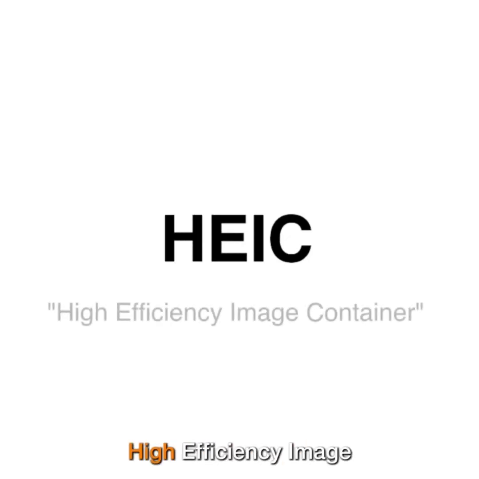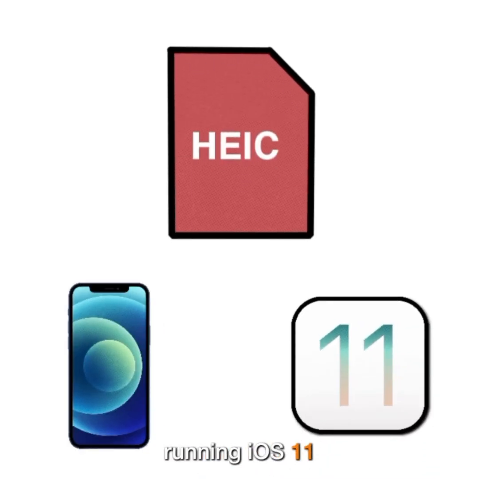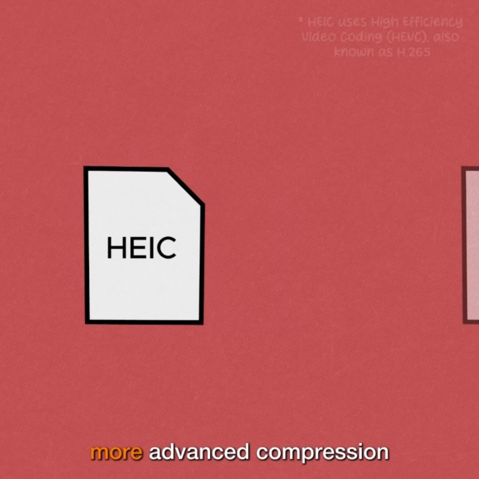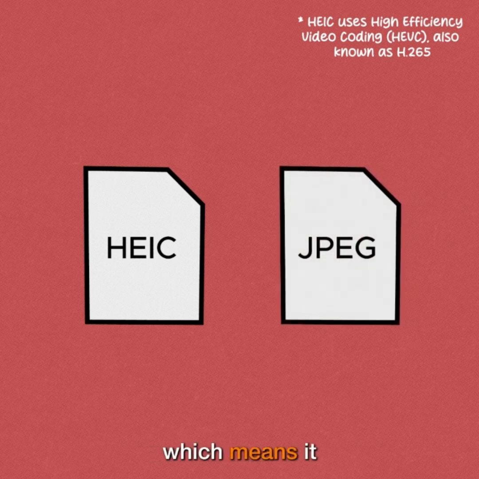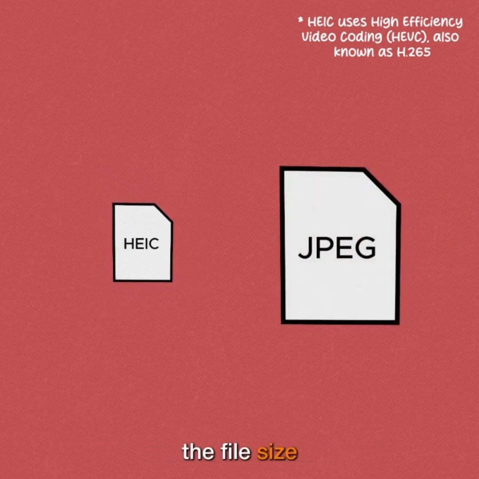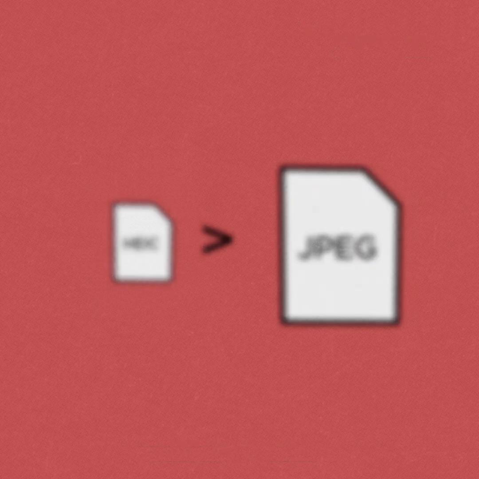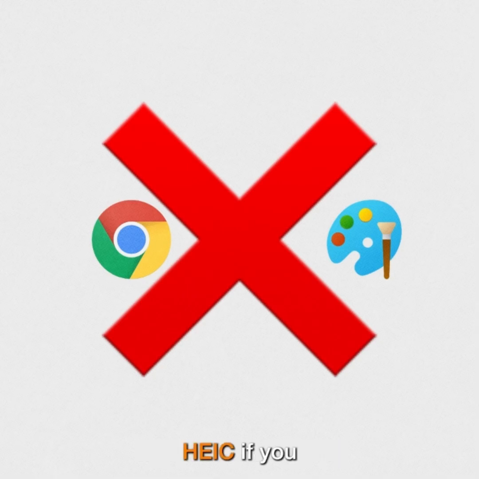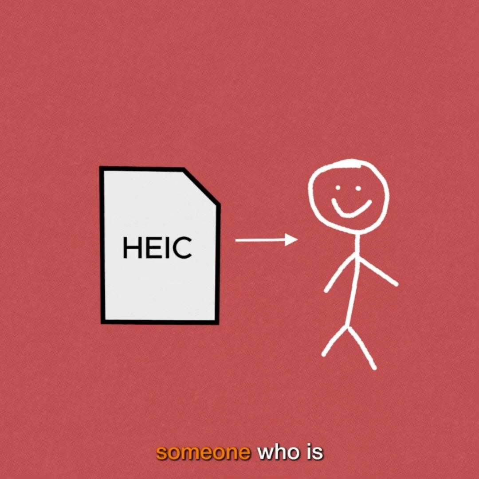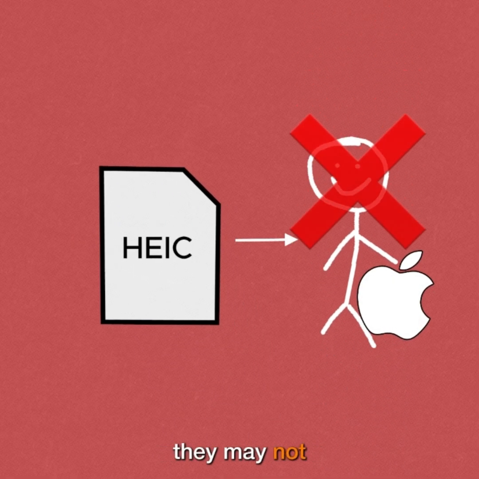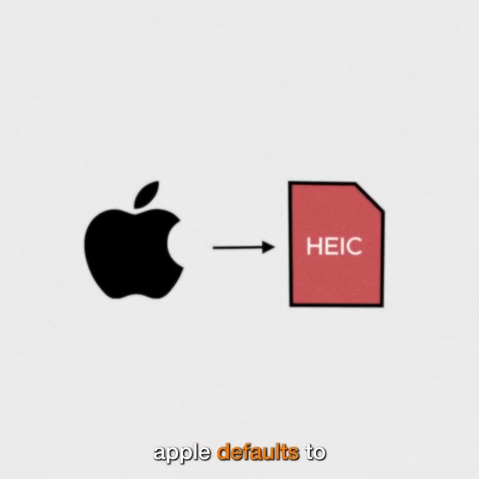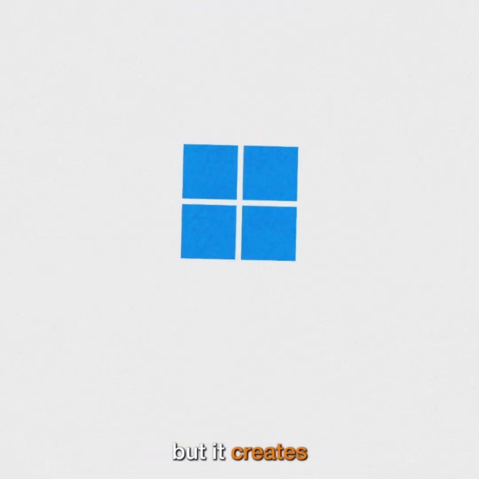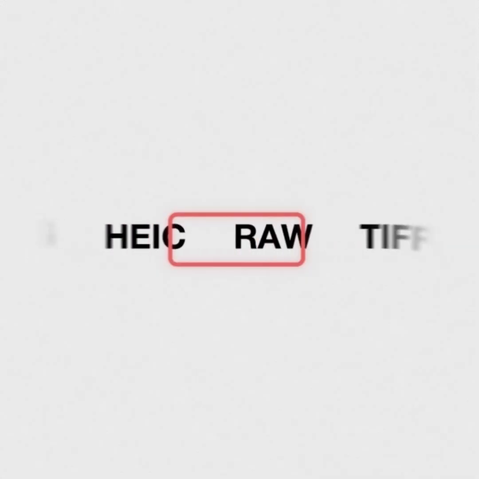HEIC stands for High Efficiency Image Container. It is the default photo format on iPhones running iOS 11 and later. HEIC uses a more advanced compression method than JPEG, which means it can store a photo at roughly half the file size while maintaining similar or better quality. The problem is compatibility. Windows, many websites, and most non-Apple software do not natively support HEIC. If you send a HEIC photo to someone who is not using Apple software, they may not be able to open it without converting it first. Apple defaults to it because of the storage savings, but it creates friction outside the Apple ecosystem.